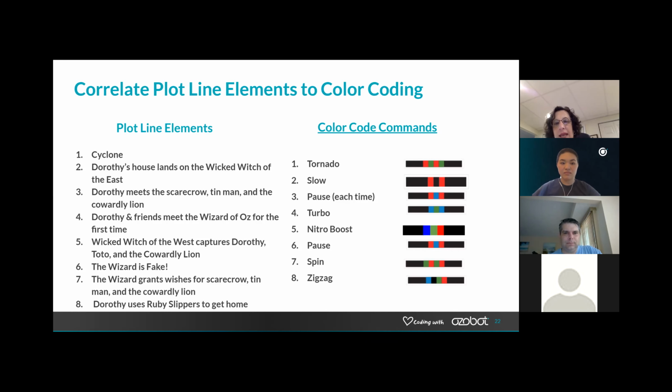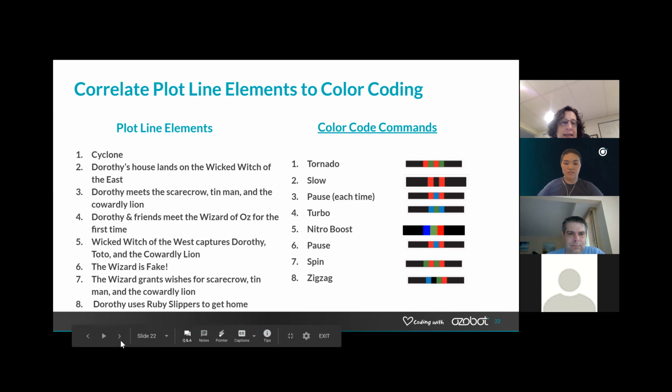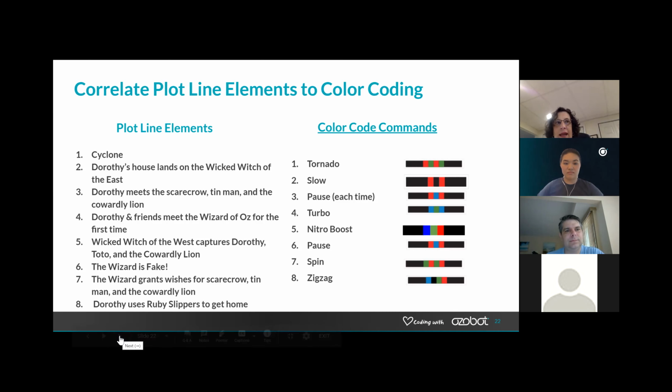So they used pause for 3 seconds. They paused again when they discovered that the wizard is fake, kind of like, oh, they were taken back, they were upset. They spun around joyfully when the wizard was able to grant the wishes for the Scarecrow, Tin Man, and Cowardly Lion. And they had a zigzag when Dorothy uses her ruby slippers to get home. It was just a nice little ending.